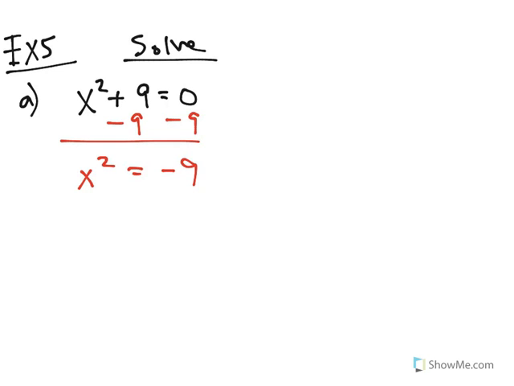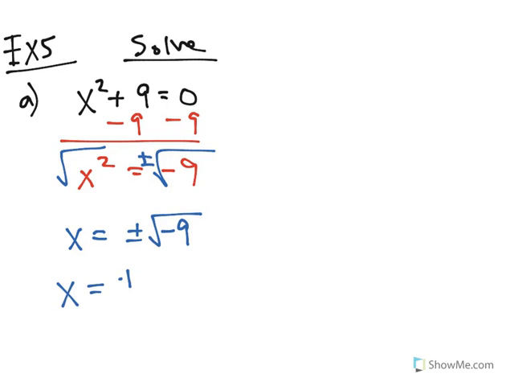To get rid of the square, take the square root, but when I take the square root, I've got to make sure I do plus or minus. So now I have x equals plus or minus the square root of negative 9. Pull out the i, and I get x equals plus or minus i times the square root of 9. Well, the square root of 9 is 3, and so I'm left with x equals plus or minus 3i.